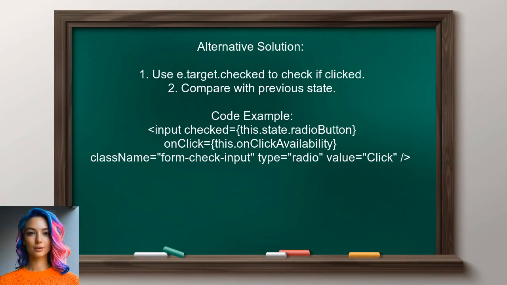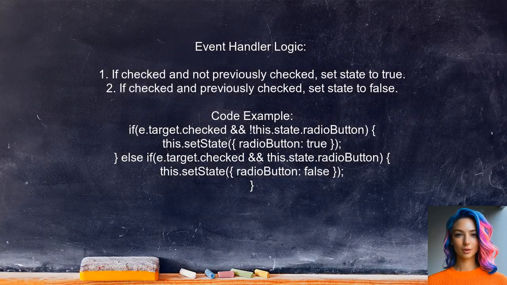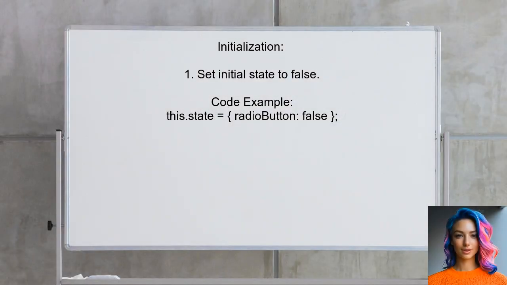An alternative approach shared by a user involves checking if a radio button was clicked using e.target.checked. They suggest comparing this with the previous state of the radio button to manage its checked status. In the event handler, if the radio button is checked and was previously unchecked, set the state to true. If it was already checked, set the state to false. Don't forget to initialize the radio button state to false in componentDidMount or the constructor.